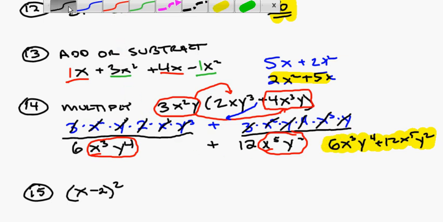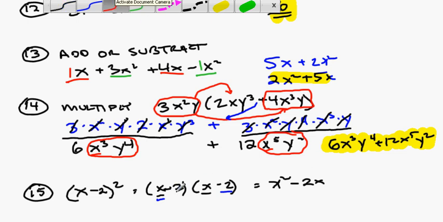Okay? Alright, and finally we come to x minus 2 squared. That's equal to x minus 2 times x minus 2. Alright, using FOIL. X times x is my first term, so I have x squared. Then I'm going outer, so x times negative 2 gives me a negative 2x. Then I'm going inner, so negative 2 times x gives me another negative 2x. And then finally last, negative 2 times negative 2 gives me a positive 4.